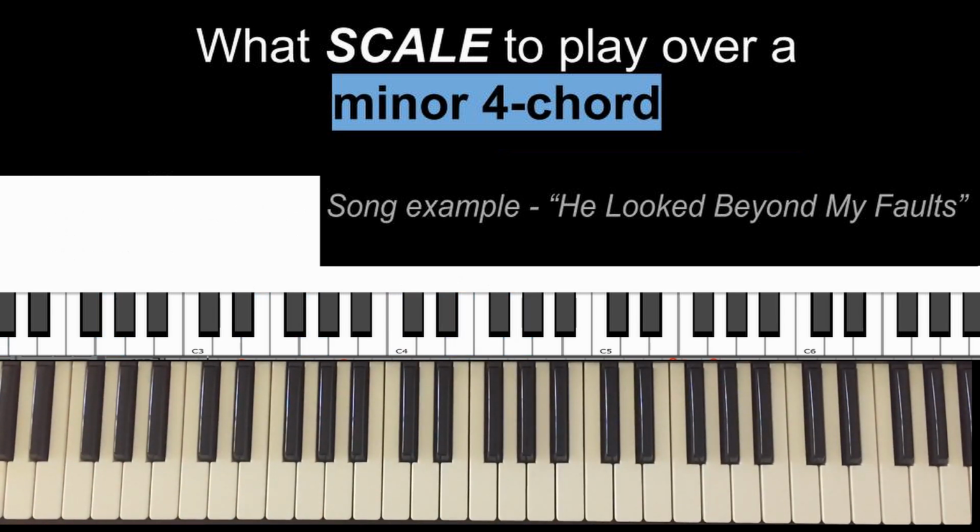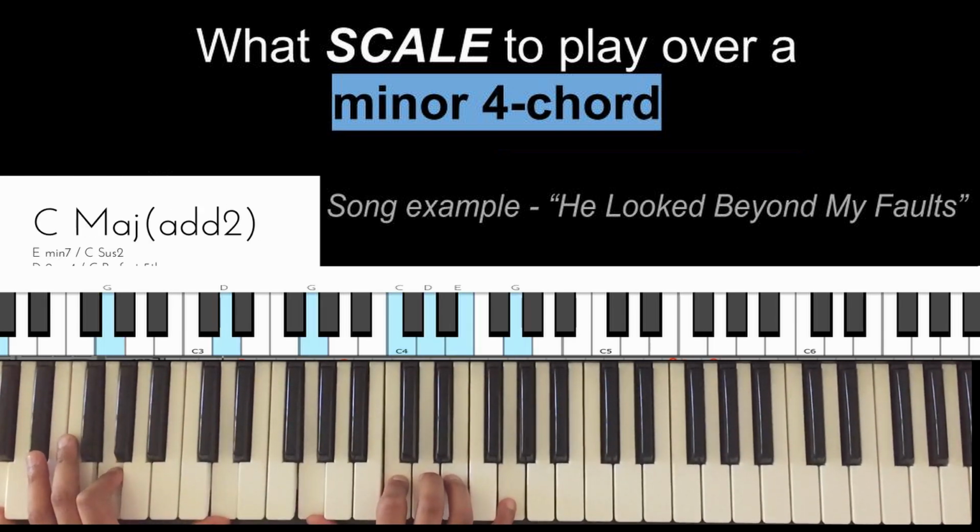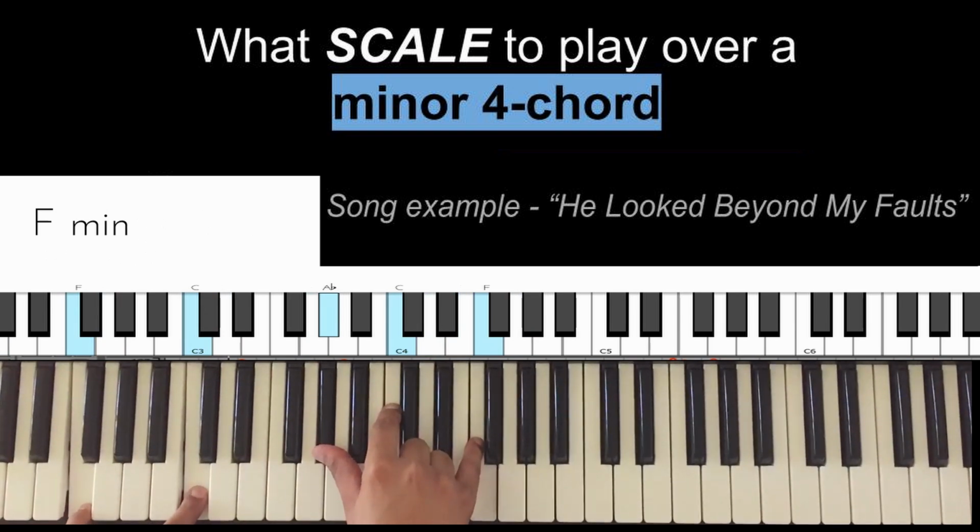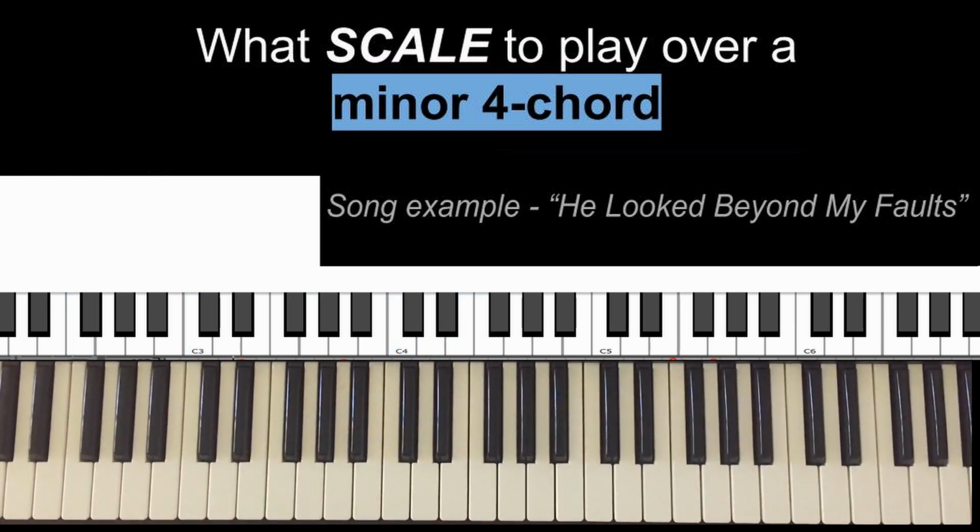Today I just want to tell you what scale you can use over the 4 minor. Okay, so we're playing in the key of C, and the 4 minor is F minor. So the scale that you can use is the Dorian mode. Okay, so that's the technical term. The technical term is Dorian mode.